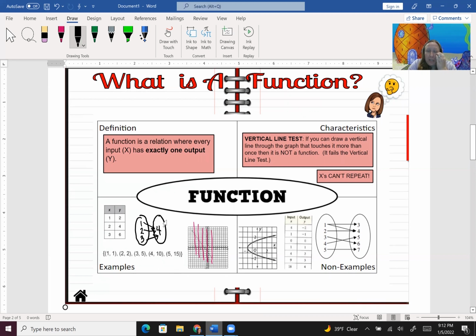We were either looking to see, does each input have exactly one output? Or if it's a graph, does it pass the vertical line test? Is it only going to hit the graph one time if you draw those vertical lines in?